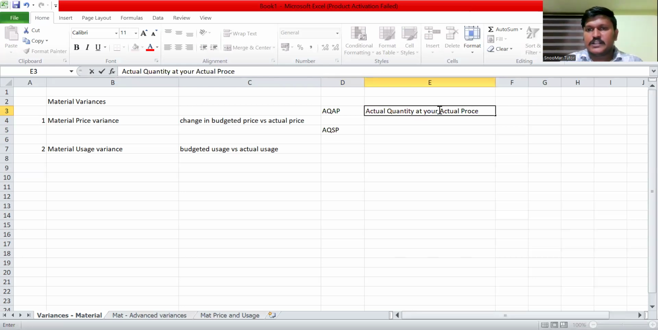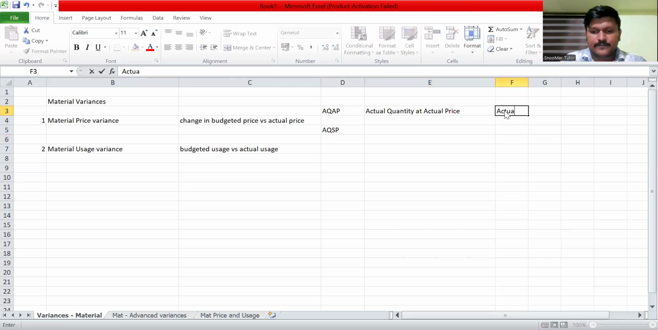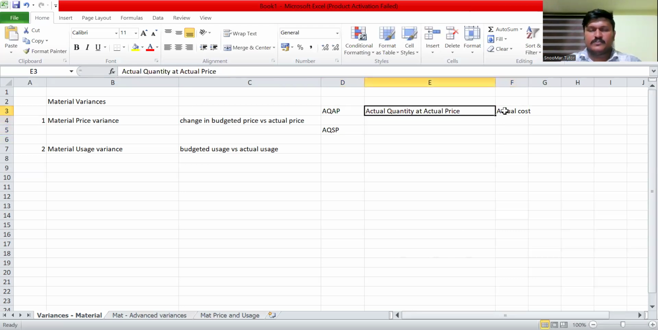Okay, so actual quantity at actual price. In short, we are looking at AQAP, meaning what is your actual cost. What is your actual cost? This is your actual cost basically. What actually came? This would normally be given in your exam questions here.